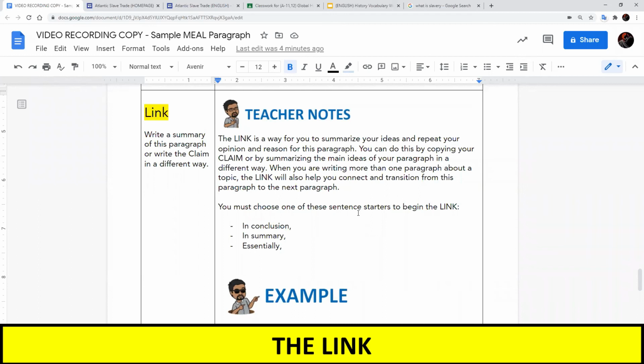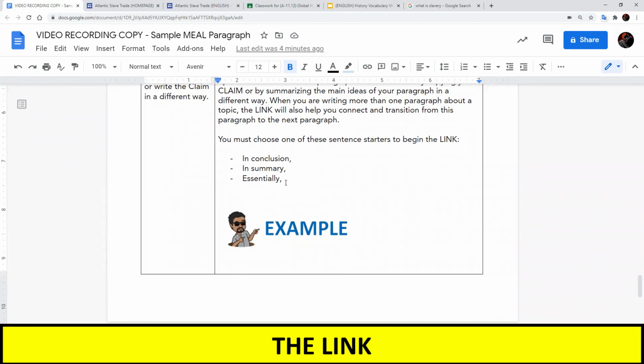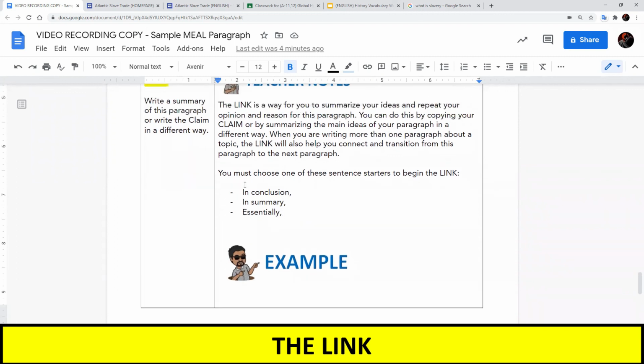All right, so for the link you need to choose one of these ways to start it. The link does have a sentence starter, so you can choose in conclusion, in summary, or essentially. For us, we are using essentially. So let's write here the example, essentially. And of course, you need to put a comma after this sentence starter.